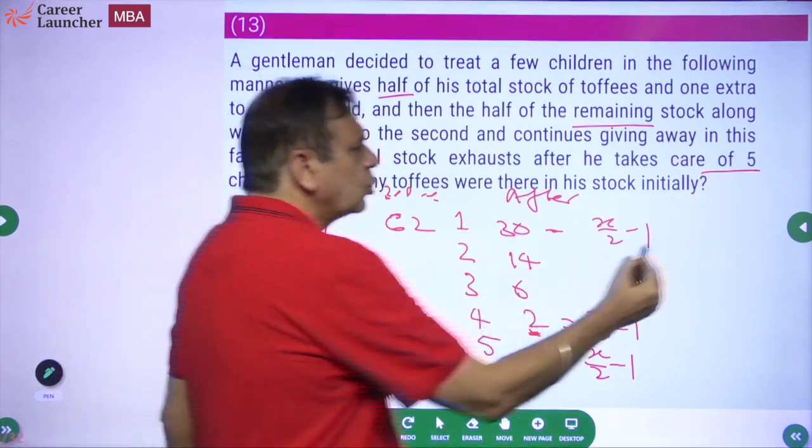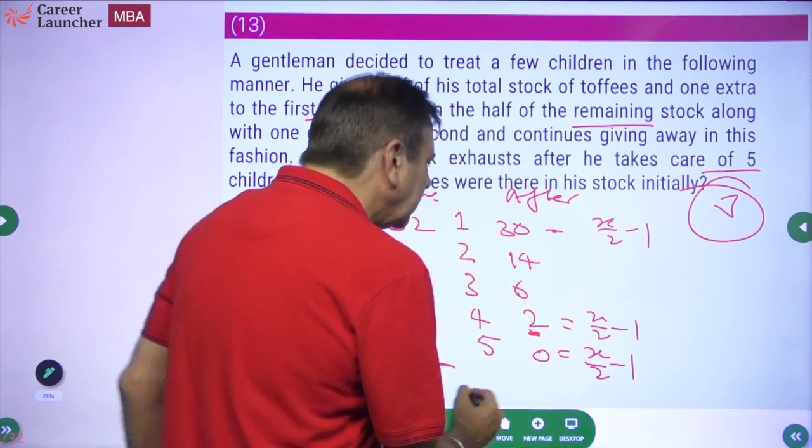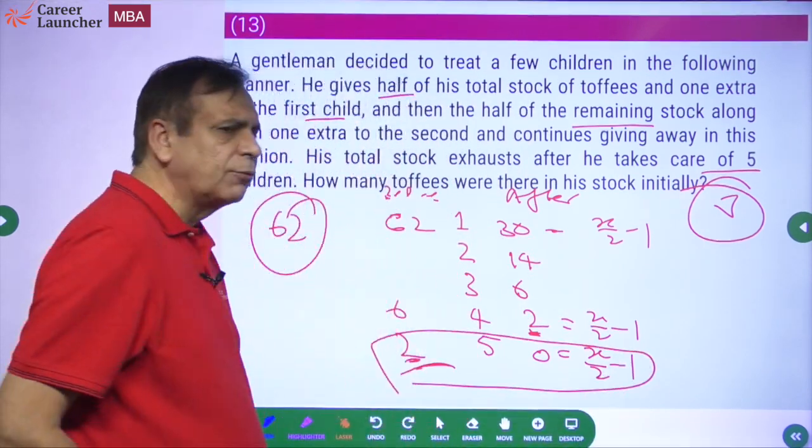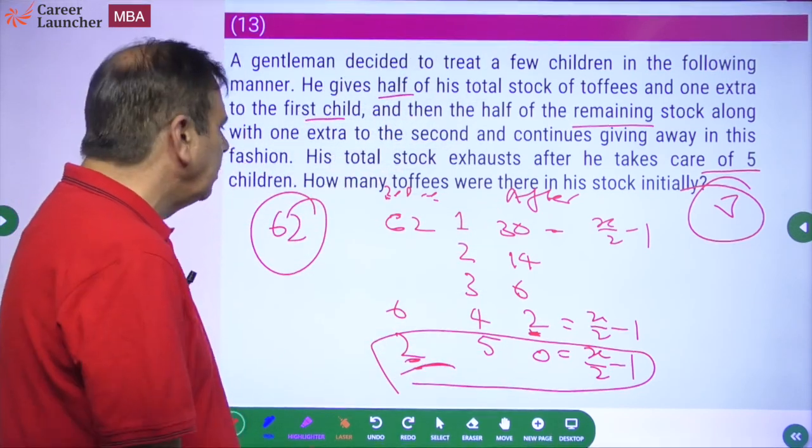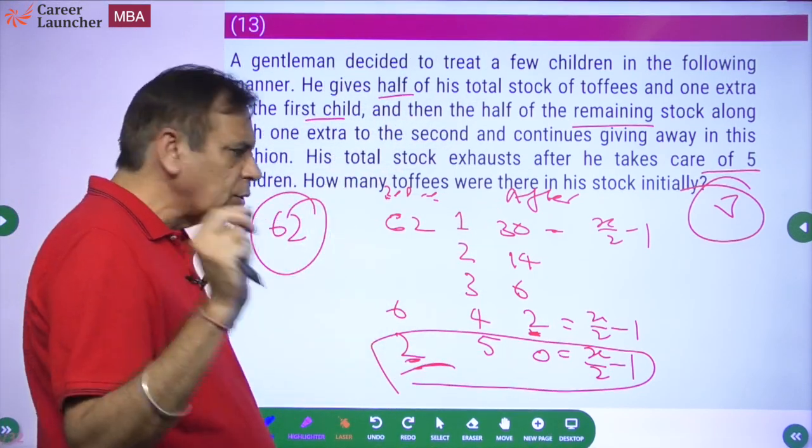Such question, the right jugaad for such questions is start from the end. Okay, start from the end. If you start from the end, you go backwards up, you will be able to do the question faster without too much of calculations.